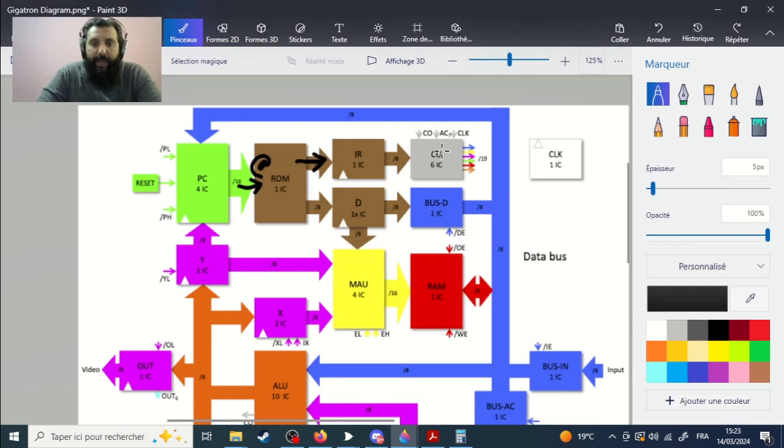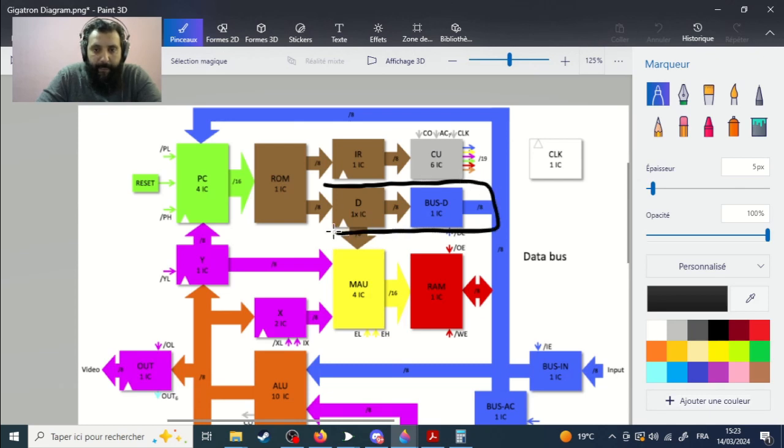Okay, we have the second part, this part. We have the data part. This is the register that will store the data part of the instruction, the data of the instruction.